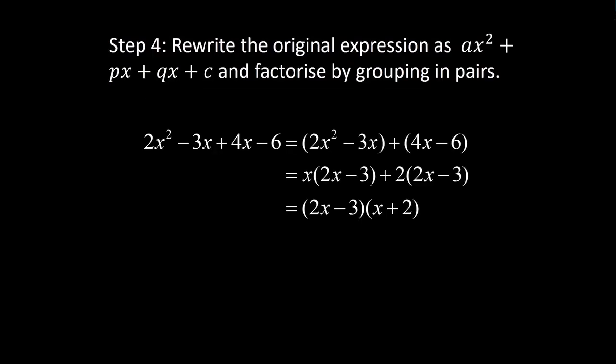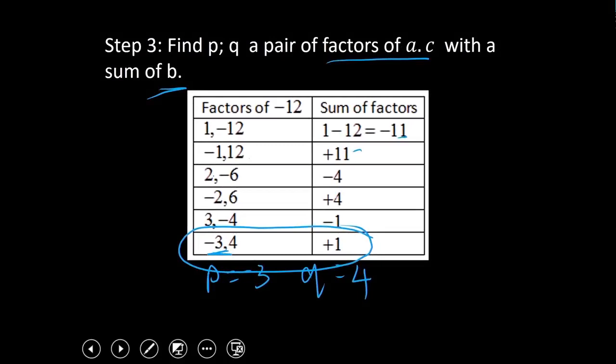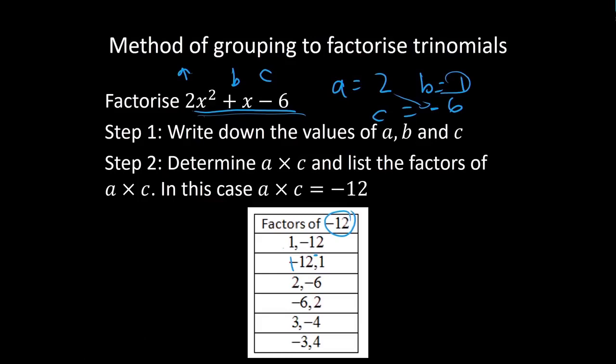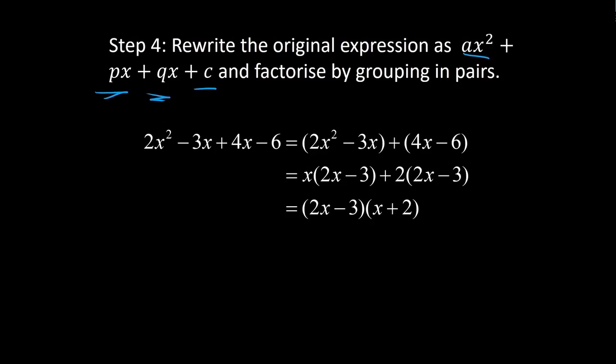We then rewrite the original expression as ax squared plus some px plus some qx plus c. So really what we're doing is we're rewriting the original expression we were given, which was 2x squared plus x minus 6. We're rewriting that positive x, okay? So remember, p was negative 3, so it's negative 3x plus 4x, q was 4, and minus 6, and 2x squared we just bring down.